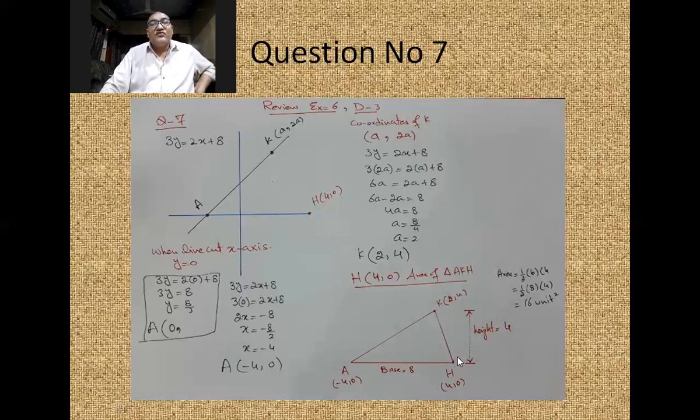Its y is 4, and its y is 0. So this vertical height from the third vertex to the base will be 4. So the height of this triangle is 4 and the base of this triangle is 8. So you can find its area. The formula for the area is 1/2 into base into height. You just put these values here. So 1/2 into 8 into 4 will give you 16 units square. So that is question number 7 of review exercise 6.